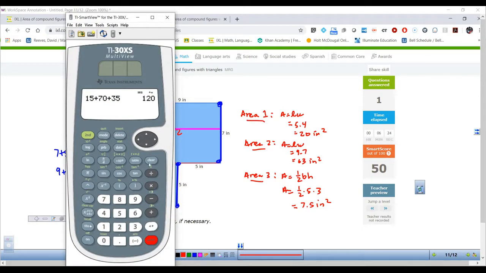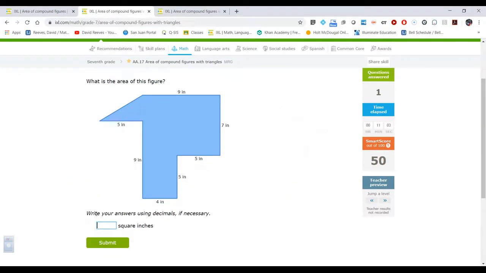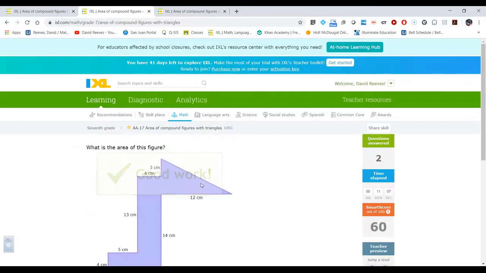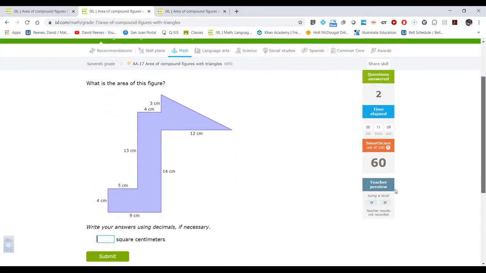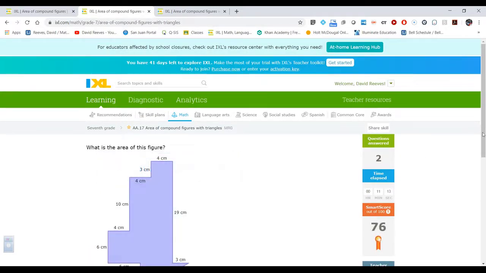Here we go. I'm going to clear this out. I'm going to go 20 plus 63 plus 7.5. And when I do that, I get 90.5. All right, drum roll, please. 90.5. Okay, good job.